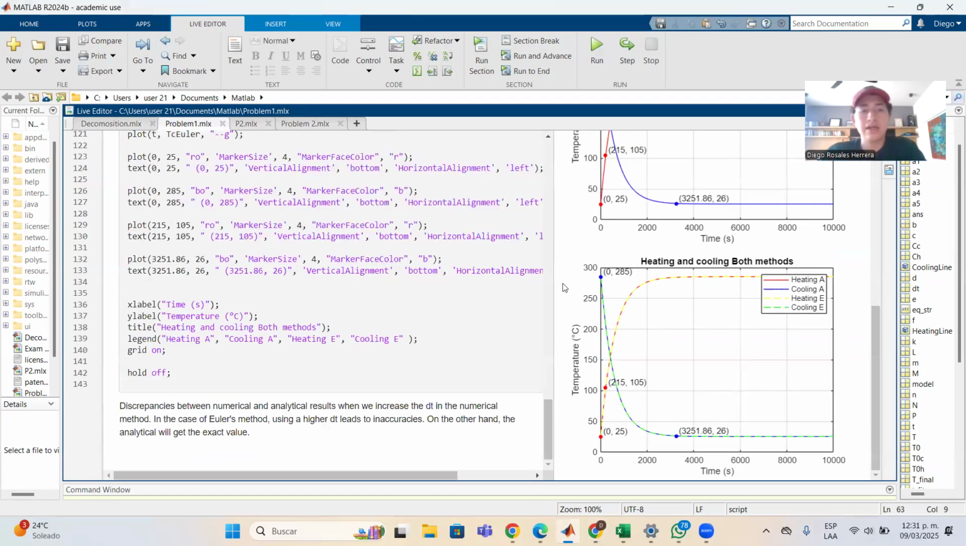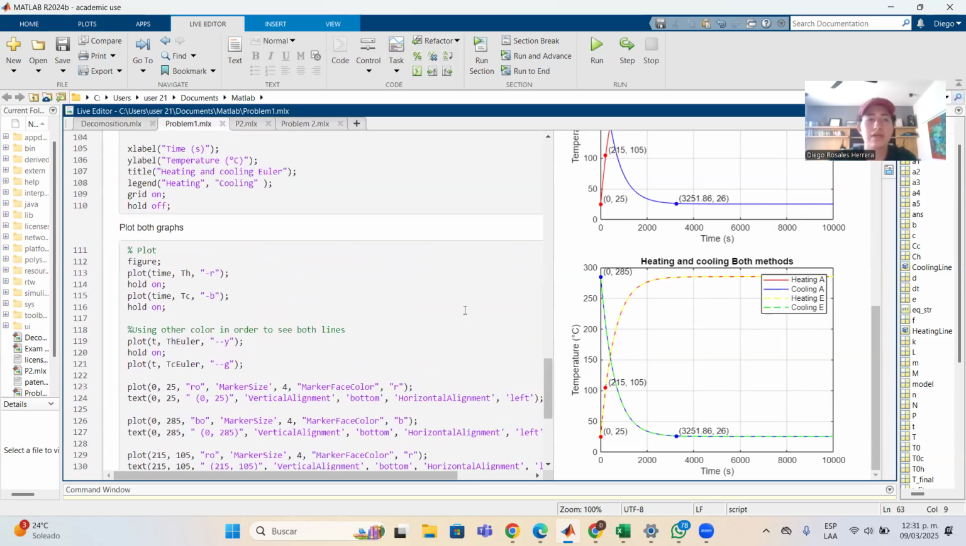So there are discrepancies if the dt is larger. Here, because we have a very small dt, we can see that the numerical solution is practically the same as the analytical solution, but with a higher dt, we will have inaccuracies. So yeah, that's it. The dt is very important to calculate the numerical solution, which is just an approximation. So the smaller the dt, the better the approximation to the actual result.